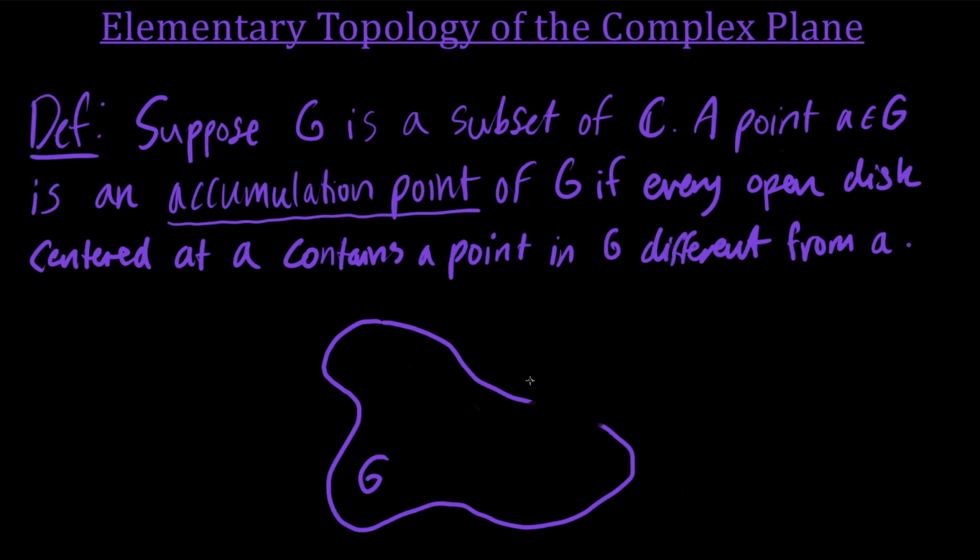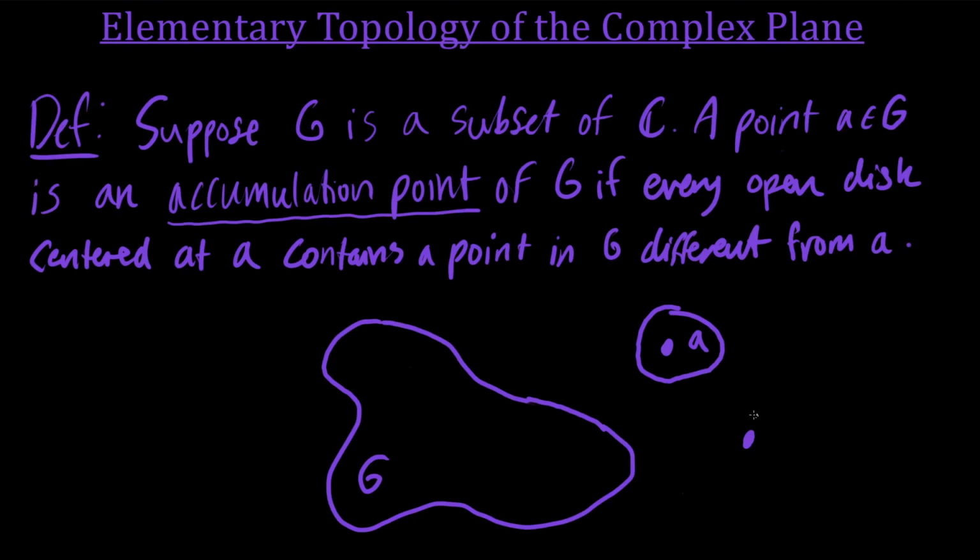Now, what if we have a point that is not an accumulation point of G? What does that look like? Well, in order to show this, we're actually going to have to extend G a little bit. Let's say that G also includes this point over here and this point over here. And let's say that this upper point is A. Is A an accumulation point of G? Well, let's consider this open disk around A. Does this open disk contain any points in G that are not equal to A? No, it does not. Therefore, A cannot be an accumulation point of G.